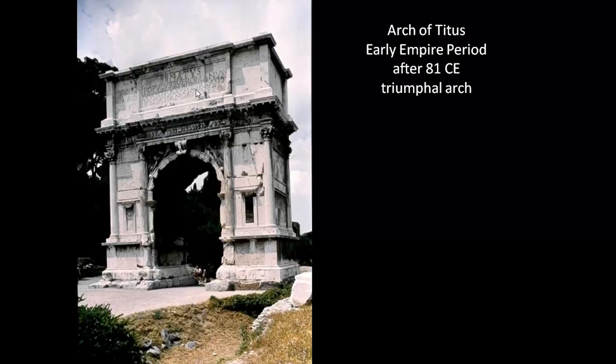So what happened was, if the emperor had a good relationship with the people, and more importantly, a good relationship with the Senate, they would, after the emperor passes away, name them a god. If they were someone like Nero, who everybody hated, they would just destroy the artwork associated with the emperor and pretend like they didn't exist.